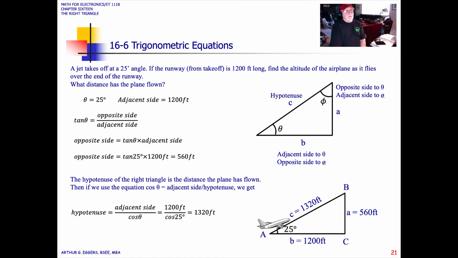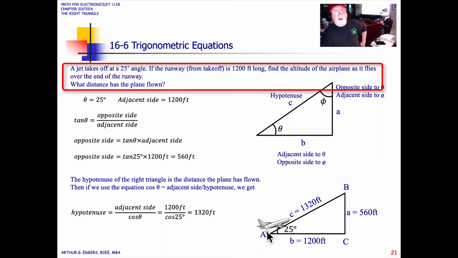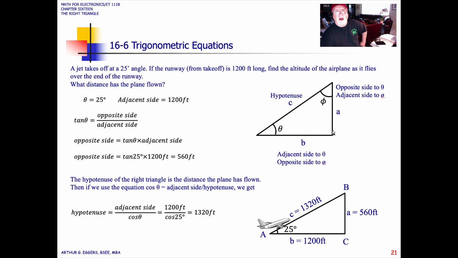Okay, as a final example, something a little different, we're going to talk about an aircraft taking off from a runway. A jet takes off at an angle of 25 degrees. If the runway from takeoff is 1,200 feet long, find the altitude of the airplane as it flies just over the end of the runway. What distance then also has the plane flown? So we're looking at the height of the A side of the triangle. That's our height at the end of the runway.